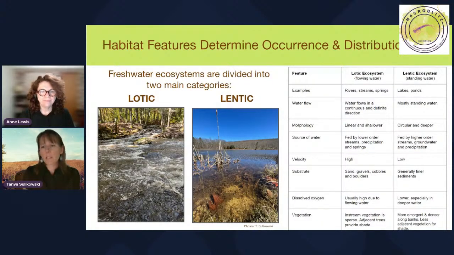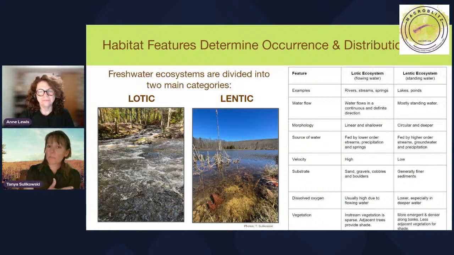Now we'll look at a little bit more detail about lotic and lentic freshwater ecosystems. So lotic, I always remember lotic, like flowing, low flow. So lotic ecosystems are flowing water, like streams, and lentic ecosystems are standing water, like lakes and ponds. And let's talk a little bit more about the lotic. So examples, as we said, streams, rivers, springs.